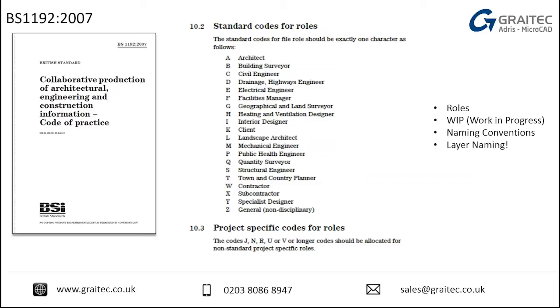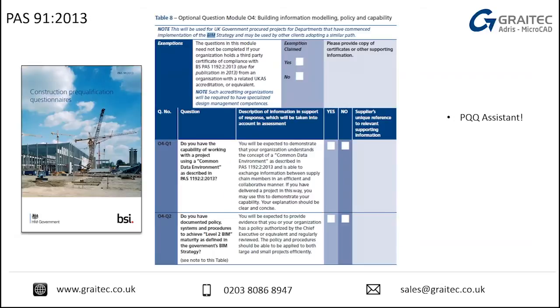BS 1192, which is obviously the CAD standards, refers to layering naming. Well, it's slightly different in the way that BIM products work, particularly Revit. Revit uses categories, so if you draw a door, the software knows it's a door, so automatically it adds it to a door category. So the layering naming is a little bit different, but they are drafting BS 1192 at the moment to cope with the BIM standards as well.